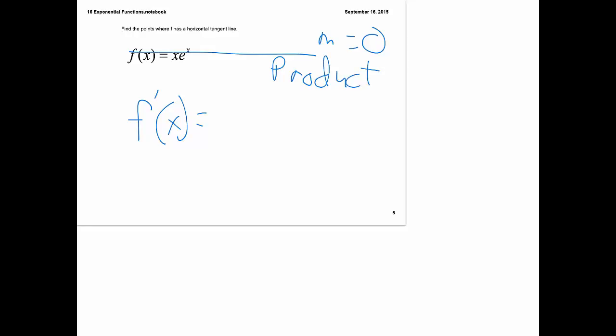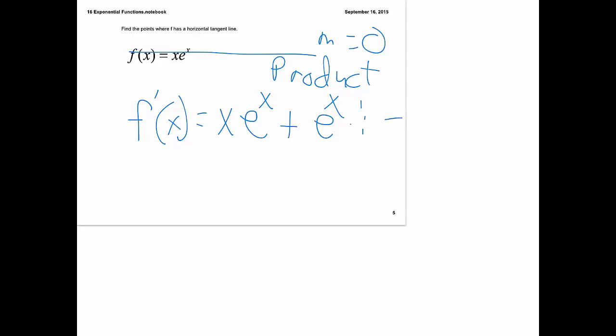And let's take a couple more examples. This example says find where it has a horizontal tangent line. Now if you remember, a horizontal tangent line means that the slope equals 0. So we need to find the derivative of this function and set it equal to 0. How do we find the derivative of this? Notice that we've got x times e to the x, so we need to use the product rule. The product rule says first times the derivative of the second. The derivative of e to the x is e to the x, plus the second, e to the x, times the derivative of the first, which is the number 1.